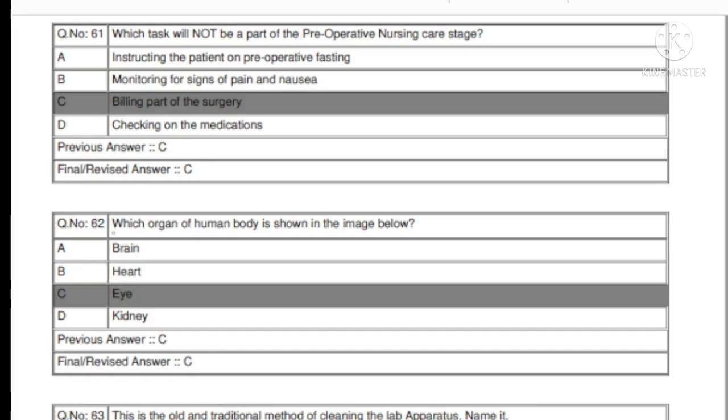Welcome you all. Today we will be completing part 2 of the previous year question paper of Pharmacist, Medical Assistant, Anesthetist Assistant, CSSD Assistant, the examination of which was conducted by Jammu and Kashmir Services Selection Board in 2019.